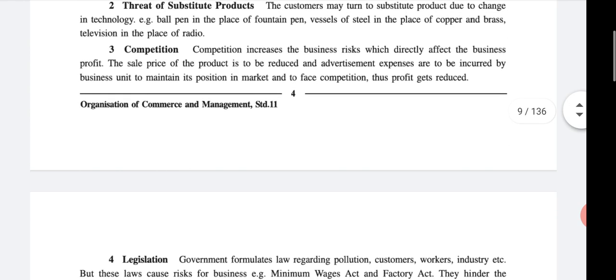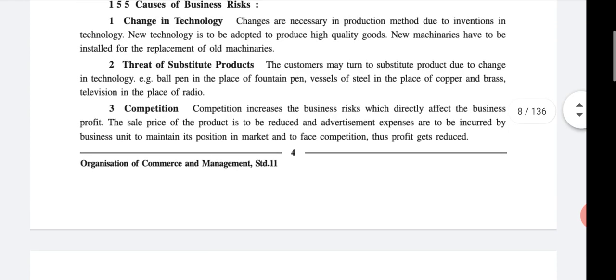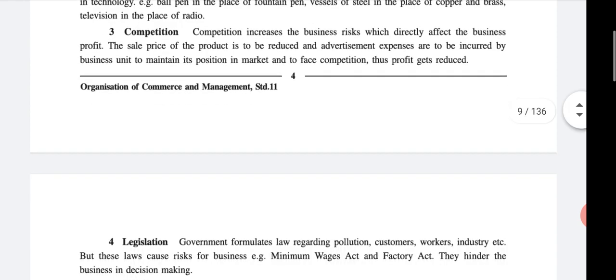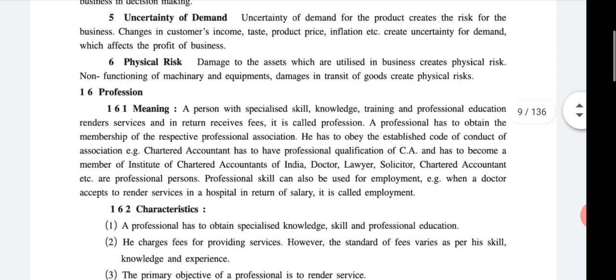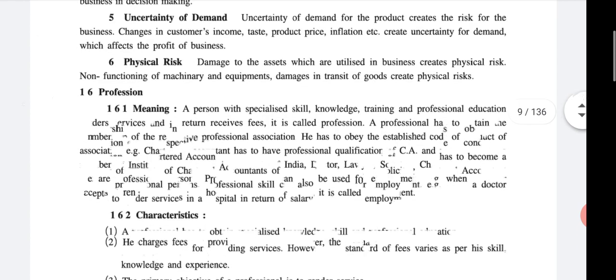Then competition. See students, here we revise only the head points because we have already done it in detail. We have already studied in detail. So here we just revise the head points of all the topics, and I hope you all learn with revision. Then the third topic is competition, fourth is legislation, fifth is uncertainty of demand, and sixth is physical risk.